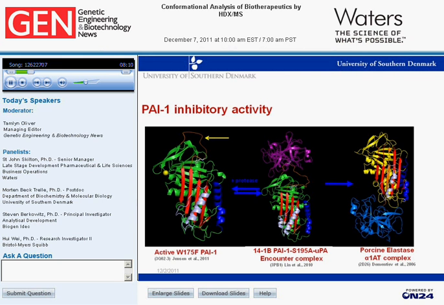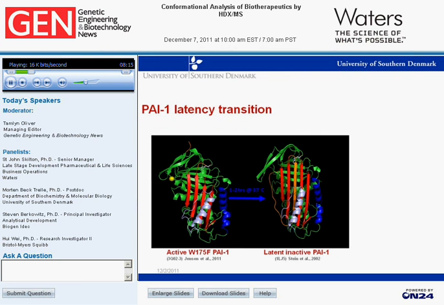PAI-1 is a little bit special because it has the ability to spontaneously insert its reactive center loop into the central beta sheet A, and that is what is illustrated here on this slide. It does so at physiological conditions in the order of 1 to 2 hours. The result of that reaction is that PAI-1 is inactivated, and this structure is called the latent form of PAI-1.